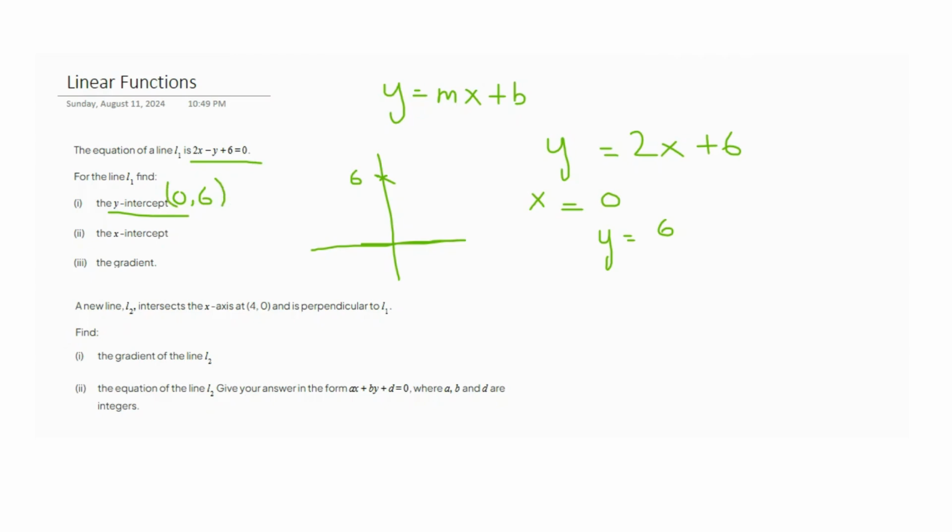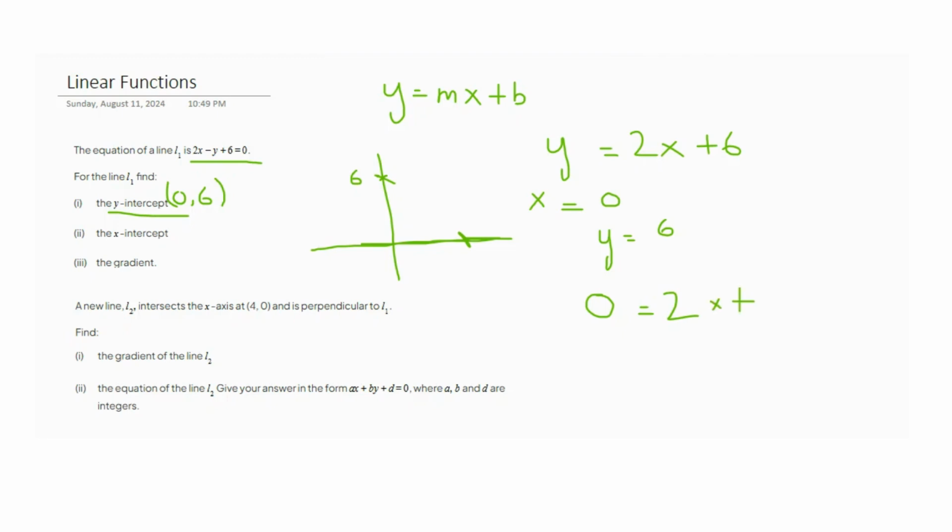Now moving on, the next part says we need to find the x-intercept. The x-intercept is the point where the line cuts the x-axis. At this particular point, the y value is going to be 0. So you would put 0 is equal to 2x plus 6.